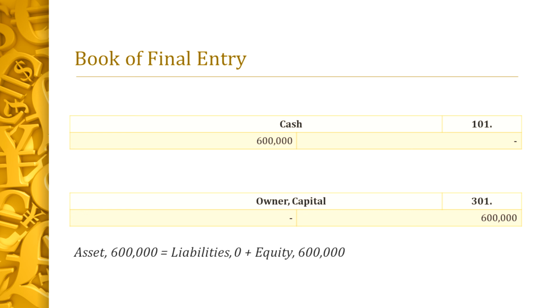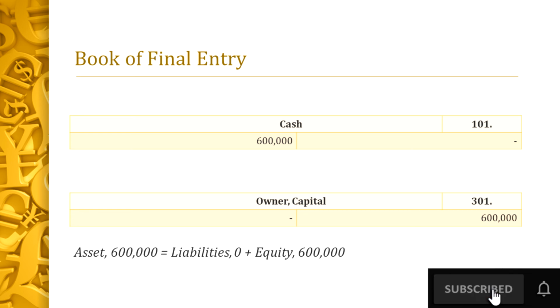Cash is debited by 600,000. And then the owner capital ledger, 600,000. So asset 600,000 and then equity 600,000. The difference is still zero.